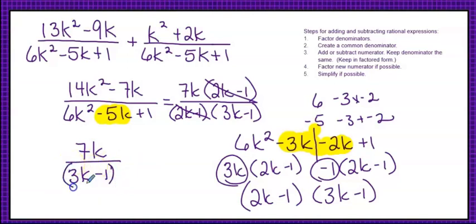I'm going to put that in parentheses so that it makes it a little bit easier to see, in my opinion, that I can't cancel those k's because I can't cancel the whole factor. If this was just 3k, then I could cancel the k's, but the factor is 3k minus 1.